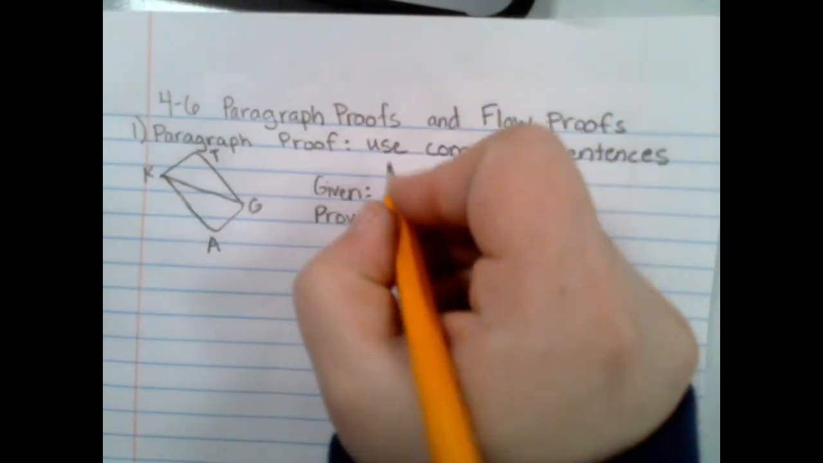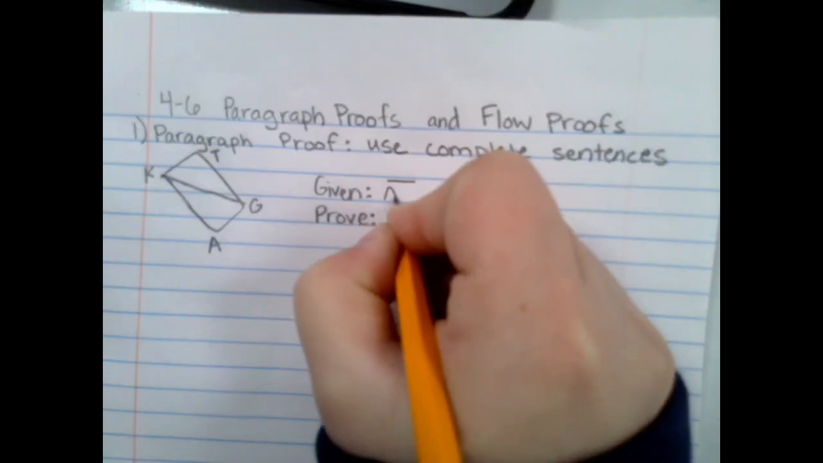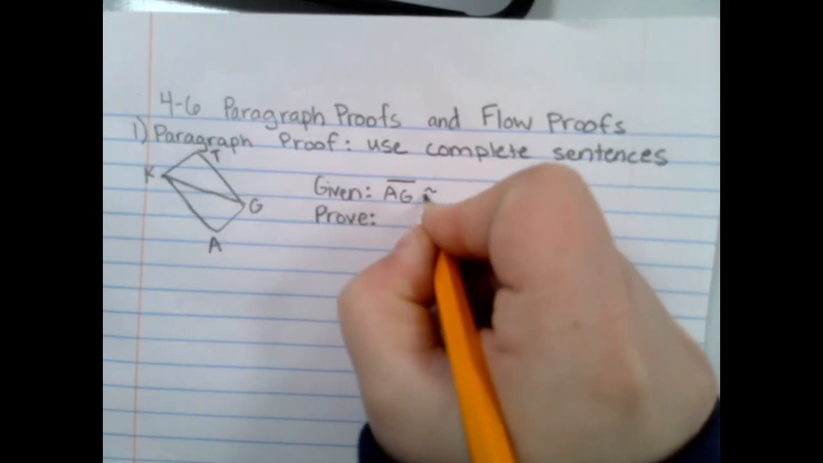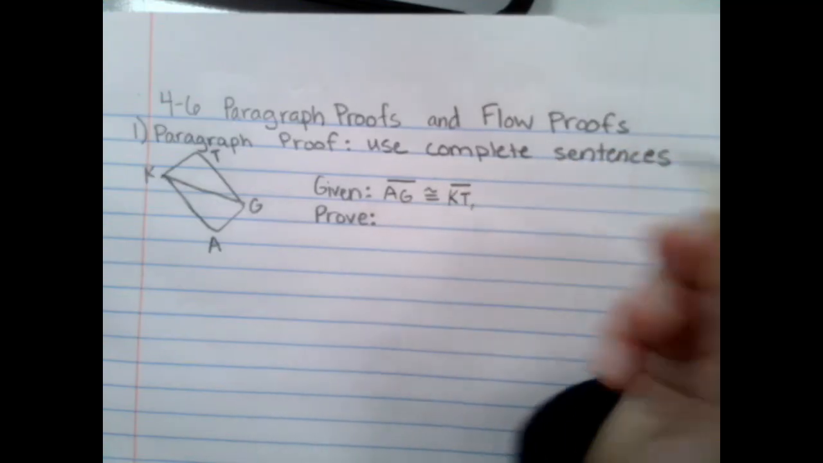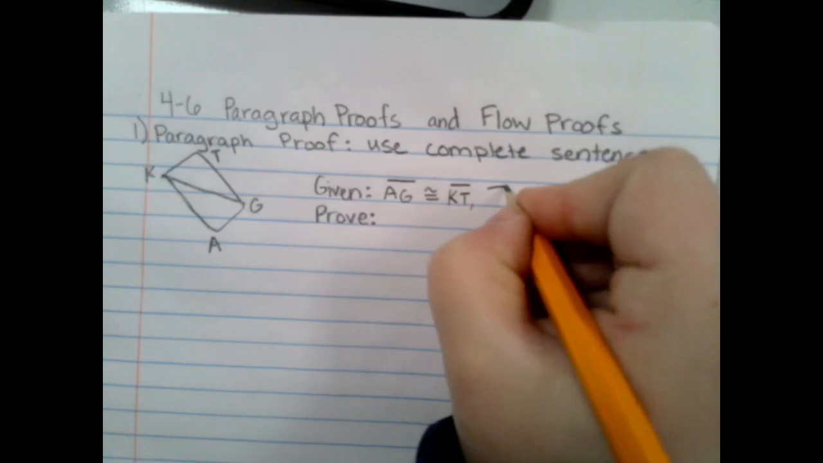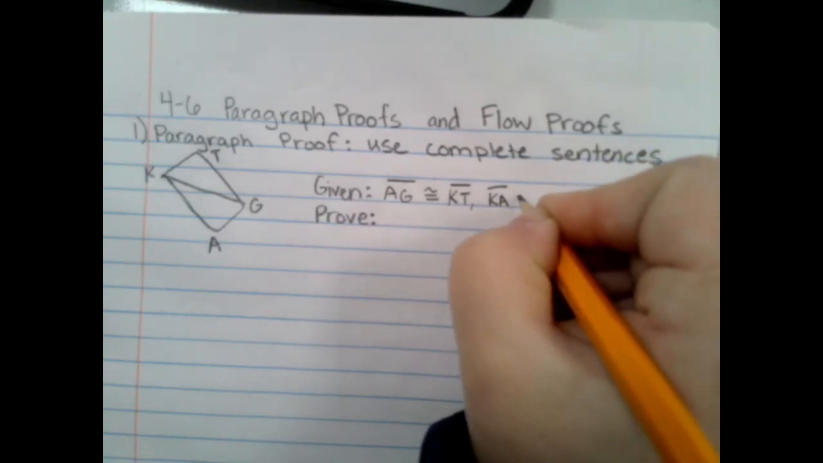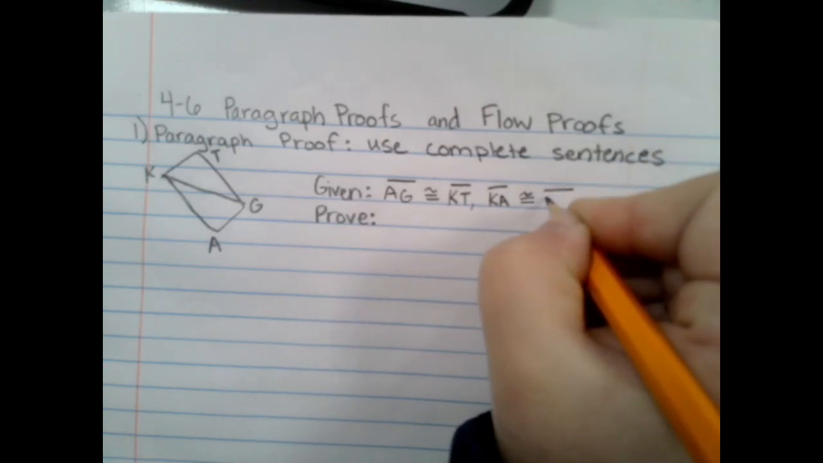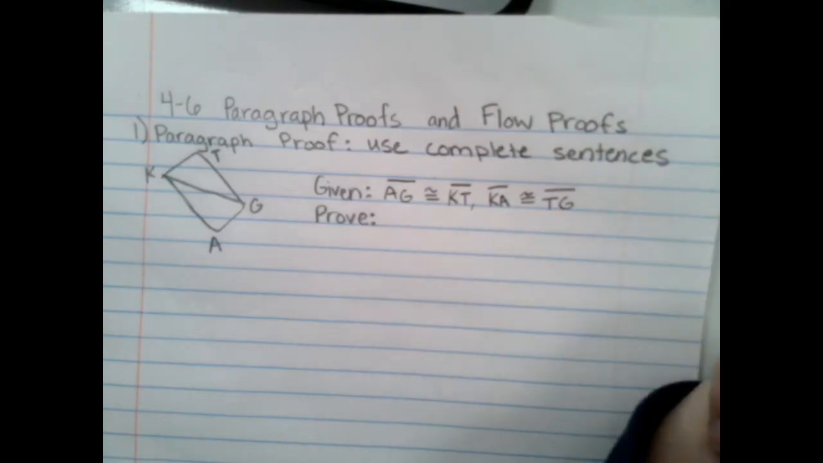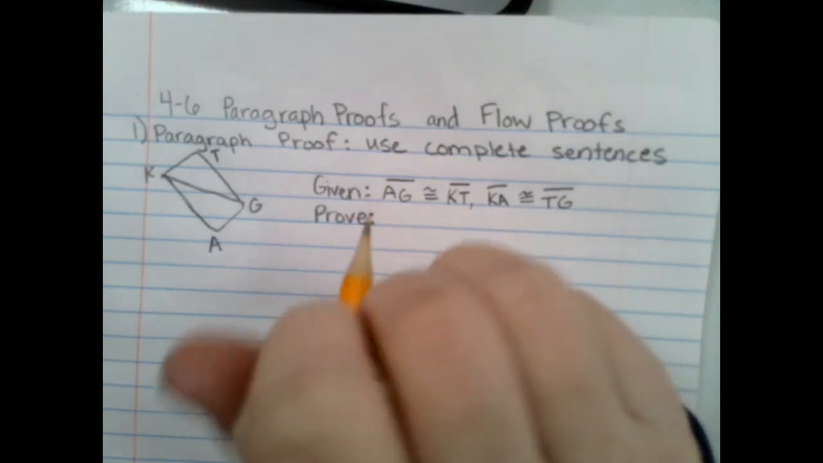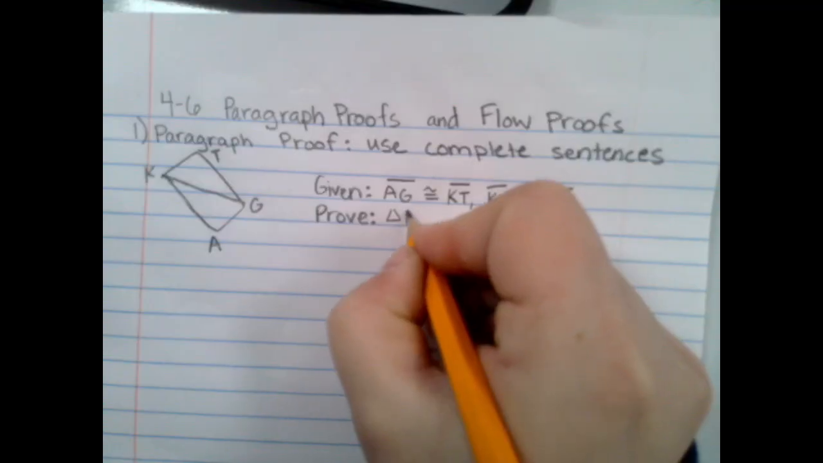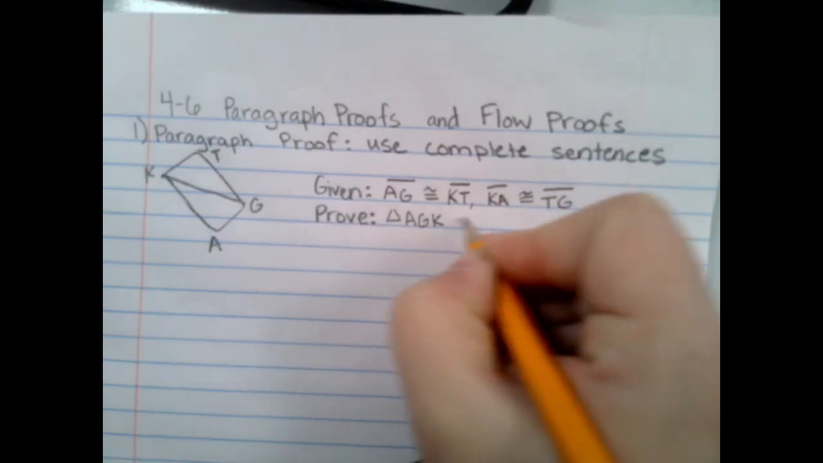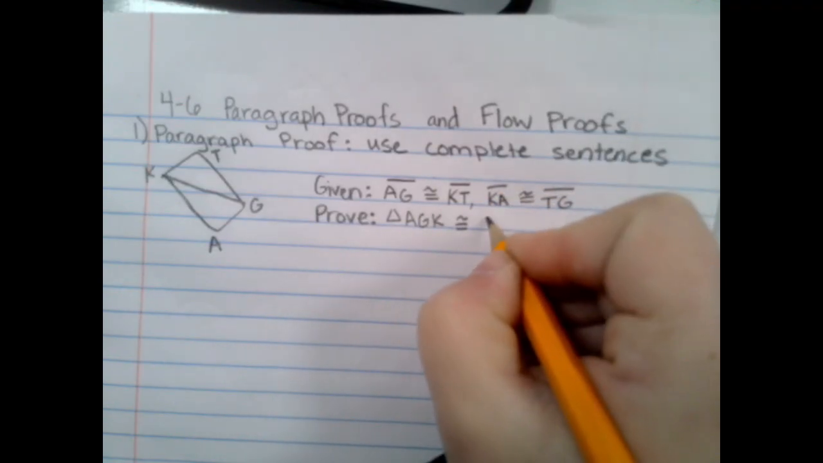So our given was that segment AG is congruent to segment KT. And we had segment KA was congruent to segment TG. And what we were trying to prove was that triangle AGK is congruent to triangle TKG.